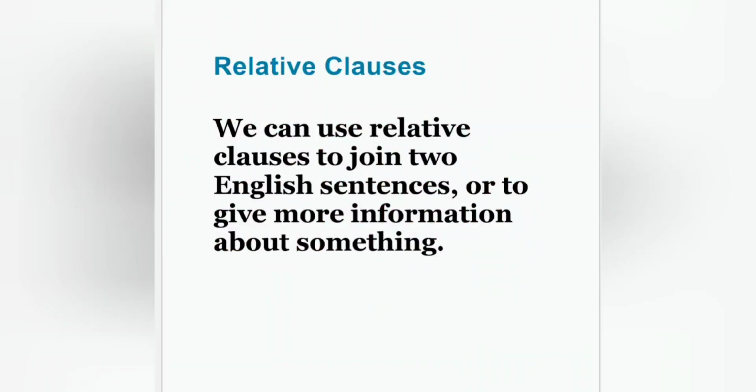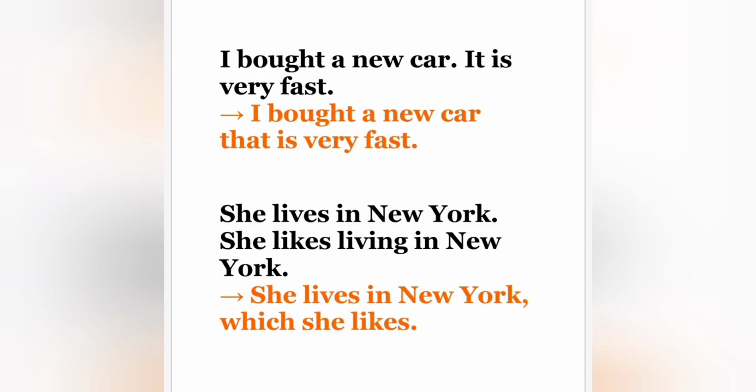What is a relative clause? We can use relative clauses to join two English sentences or to give more information about something. See the following sentences. I bought a new car. It is very fast. We can combine these two sentences with a relative clause. See the next sentence. I bought a new car that is very fast. In this sentence, that is used as a relative pronoun.